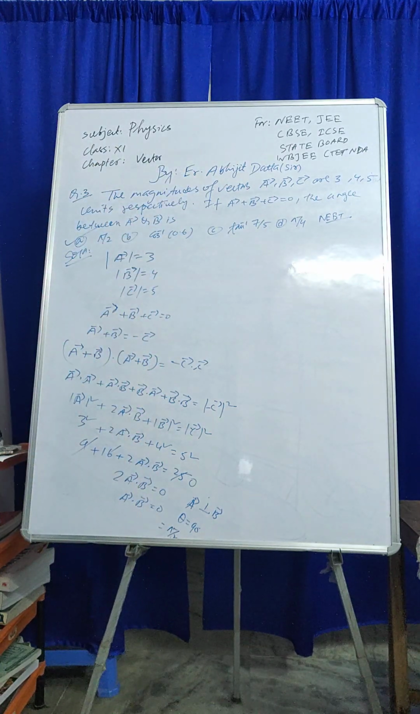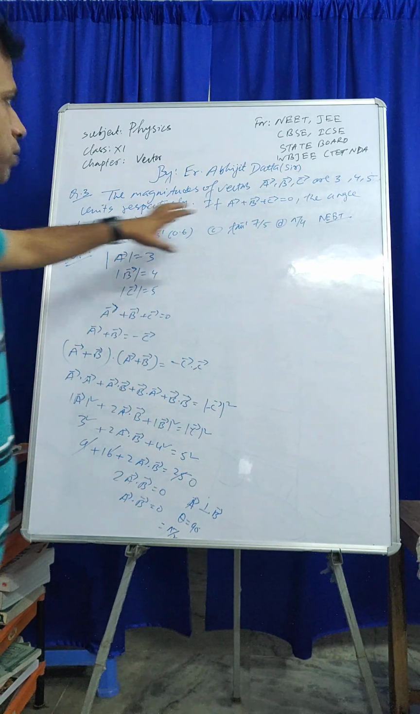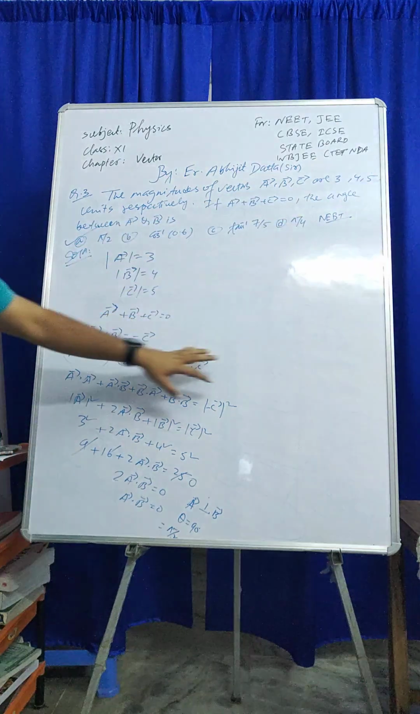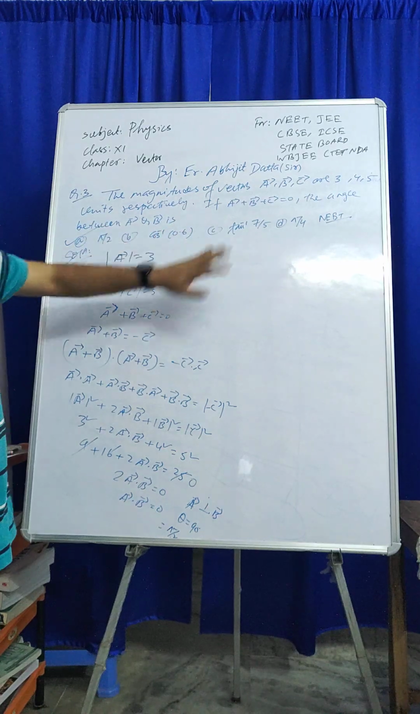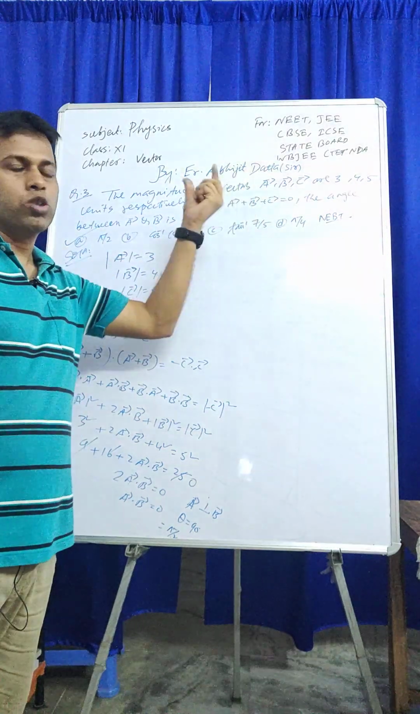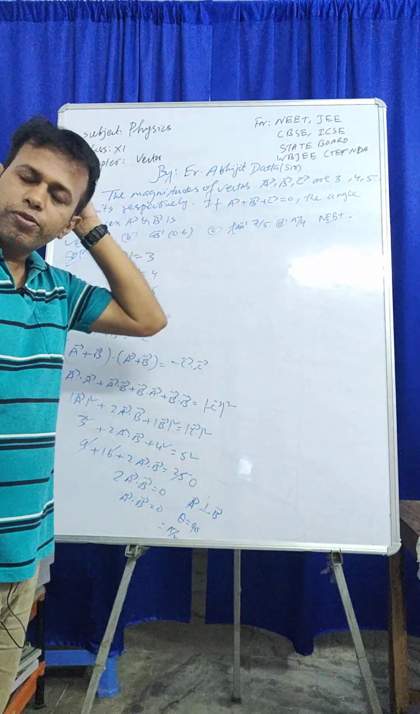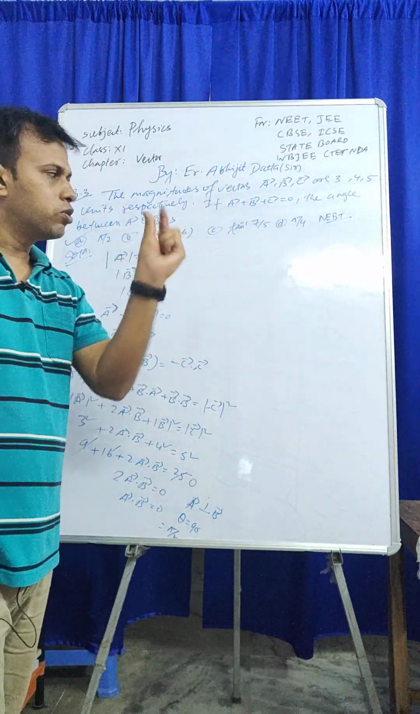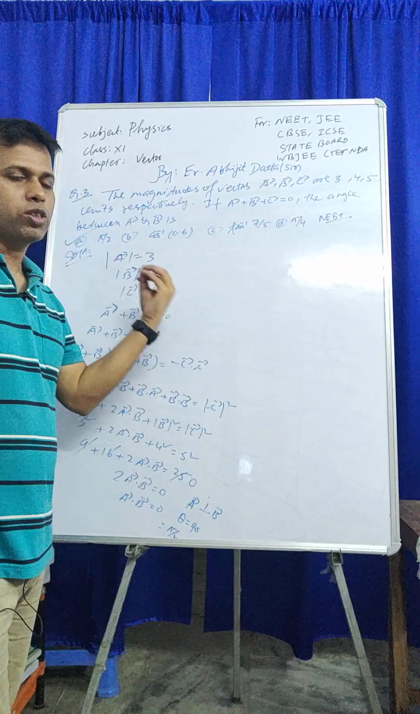Okay. Got my point? So let me explain. The magnitudes of the three vectors are given, and A plus B plus C is equal to 0. So we have to find the angle between A and B. Those two vectors you take on the left side, and the third vector you take on the right side.